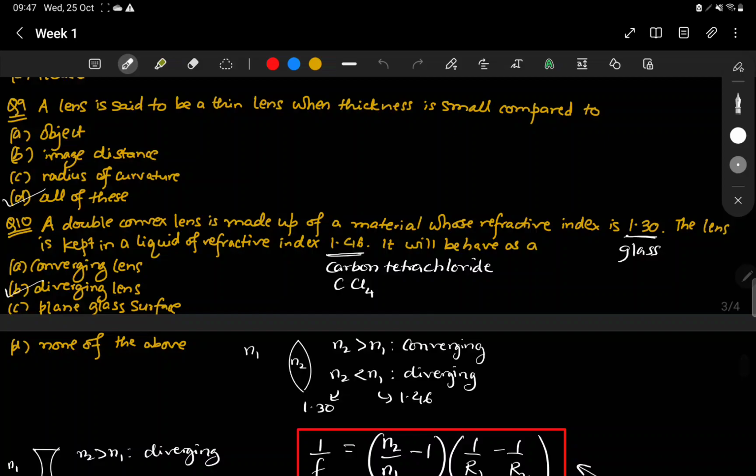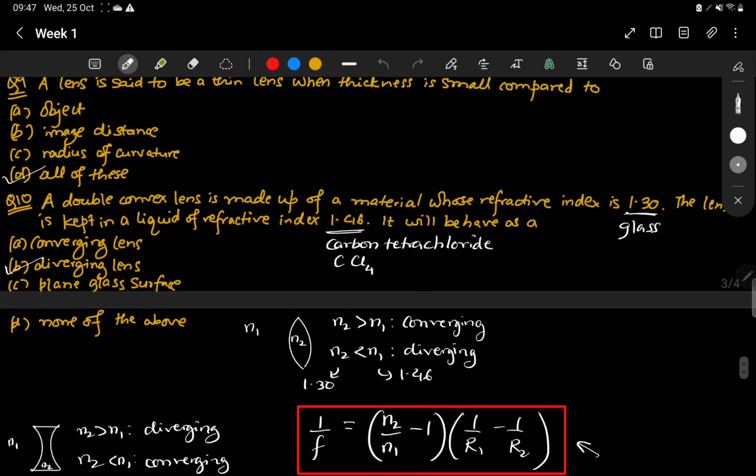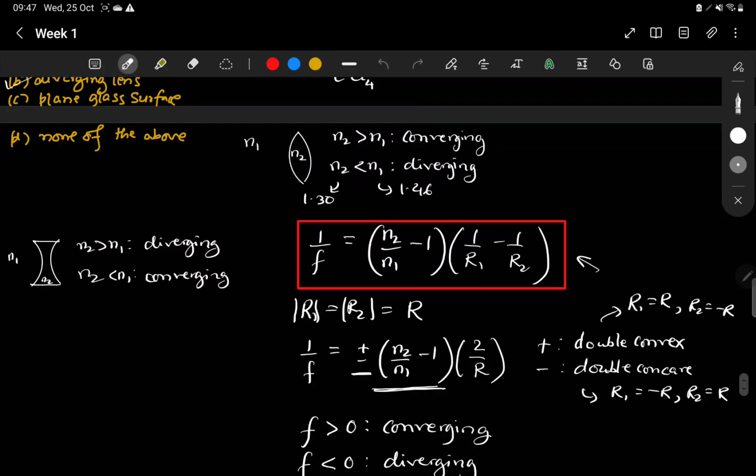So the way a lens behaves depends a lot on the refractive index of the material used to make the lens, as well as the refractive index of the surrounding medium in which the lens is kept. Typically, if we place a double convex lens in air, then it acts as a converging lens. But if we keep it in a medium in which the refractive index of the surrounding medium is greater than the refractive index of the material used to make the lens, then the same lens will act as a diverging lens. And how do we see that?